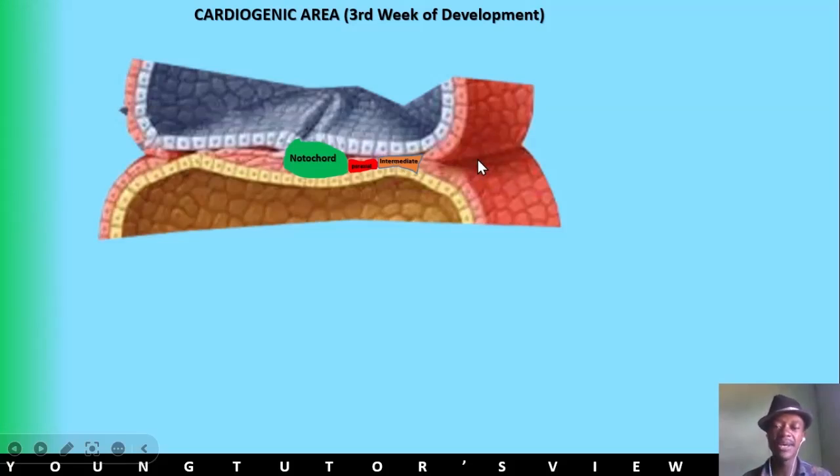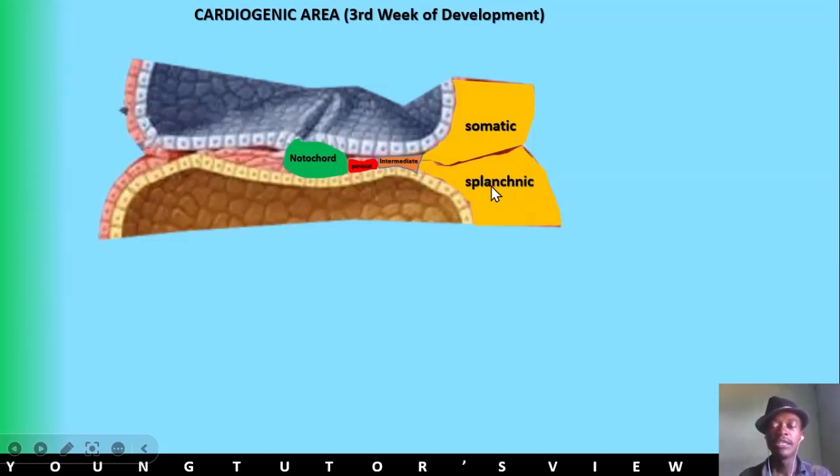Then we have this one. This is the lateral plate mesoderm, which is going to have two parts: the somatic mesoderm here and the splanchnic mesoderm over here. These two are separated by the intraembryonic coelom, a cavity. This side is the splanchnic mesoderm and this is the somatic mesoderm. Between them there's a separation, the intraembryonic coelom.